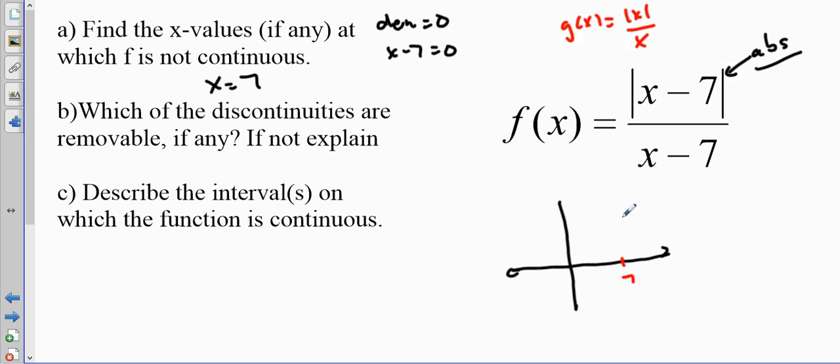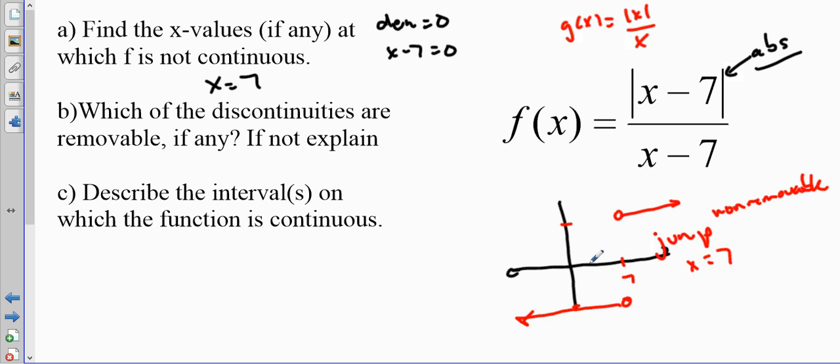And what happens is that we have an open circle there. This is going to equal 1, and down here, this is going to be negative 1. Because of the absolute value, any value that's positive will stay positive. But as soon as the denominator becomes negative, the numerator stays positive and therefore makes negative 1. So is this removable? No, this is a jump. When x equals 7, that's a jump discontinuity. That's non-removable.